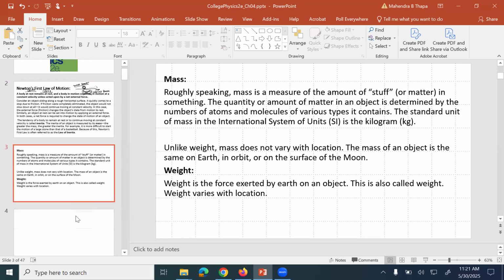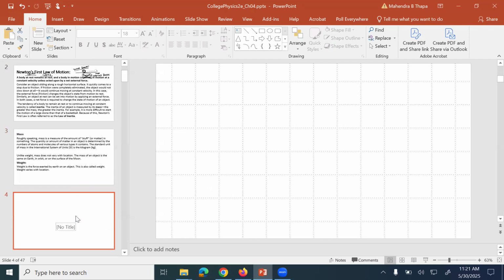So let's take one example over here. Say weight W equals m times g. Here W is the weight, m is the mass of the object, and g is the acceleration due to gravity.